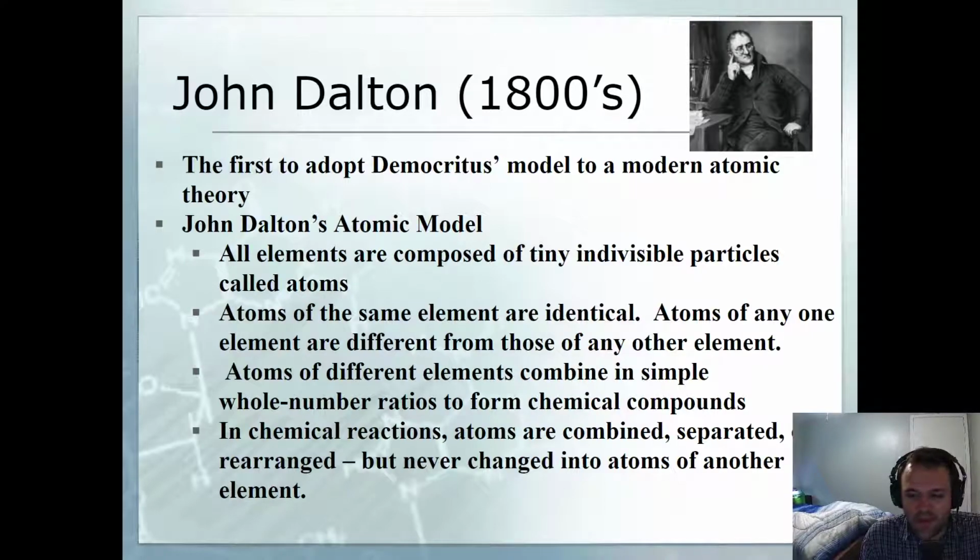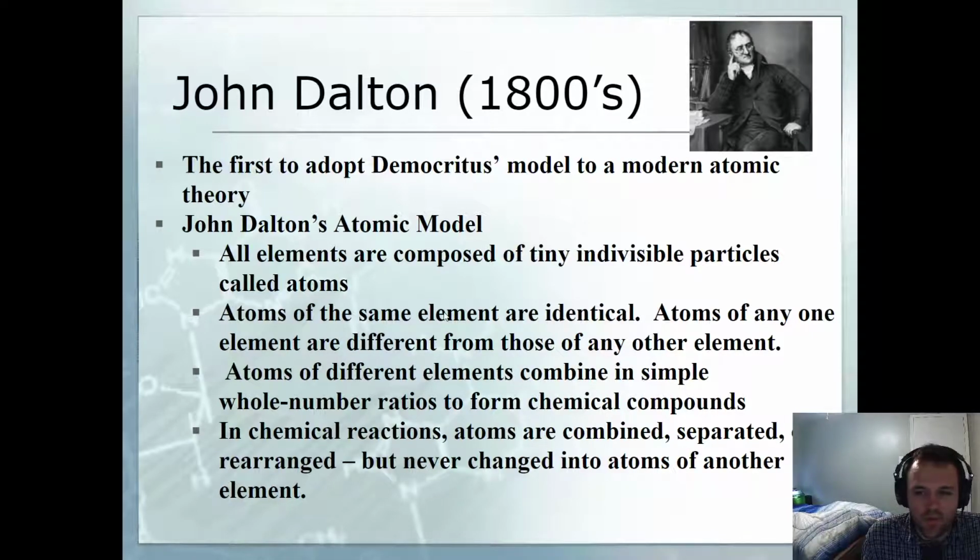So he said in chemical reactions, atoms are combined, separated, or rearranged, but never changed into atoms of another element. And that's true too. Unless we're talking about nuclear chemistry, which is a very edge case, right? In all other chemical reactions, the atoms themselves aren't going to change. They'll be combined into different molecules and combined with other atoms to make different compounds, but you'll still have the same number of hydrogen atoms going in as you do coming out. They're not going to change into anything different. So he was pretty on the money with that.